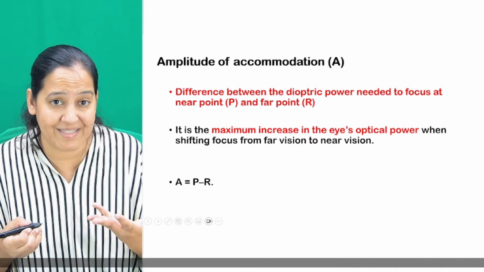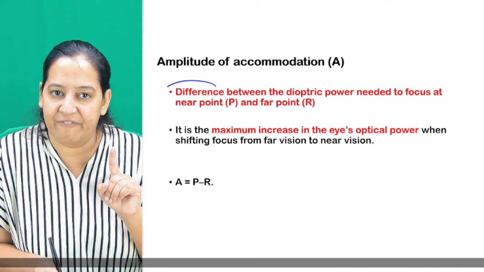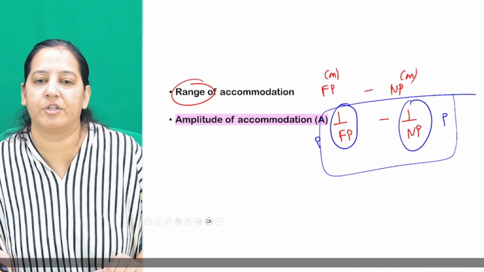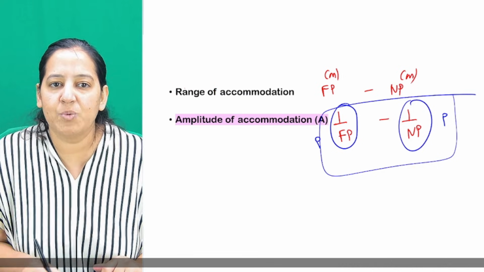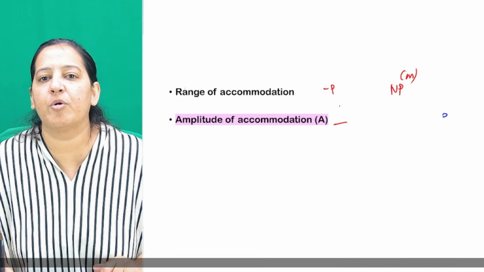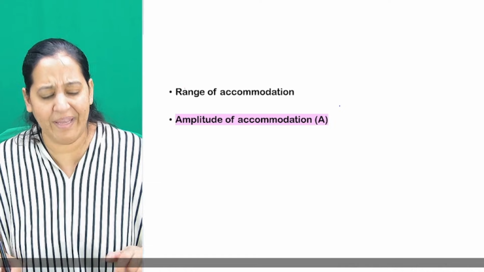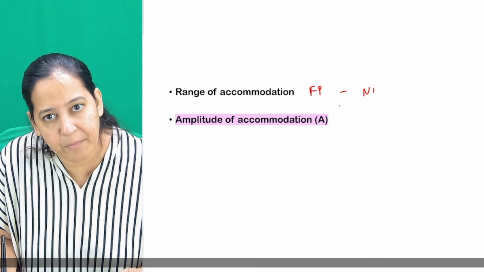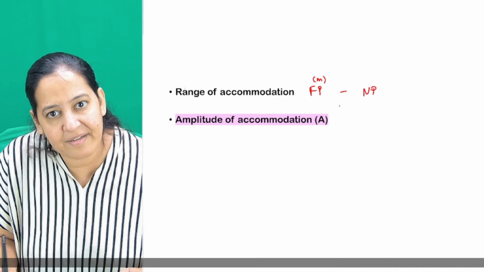I hope you got what I said. So amplitude of accommodation is again a difference, not between far point and near point, but between the power of far point and near point. You got my point? So what is the range of accommodation and what is the amplitude of accommodation? The range of accommodation is far point minus near point, in meters.